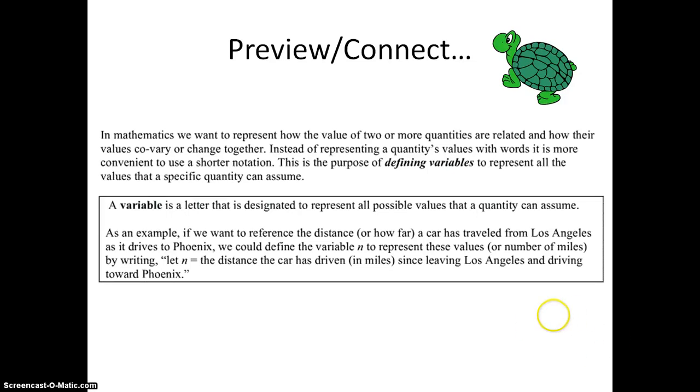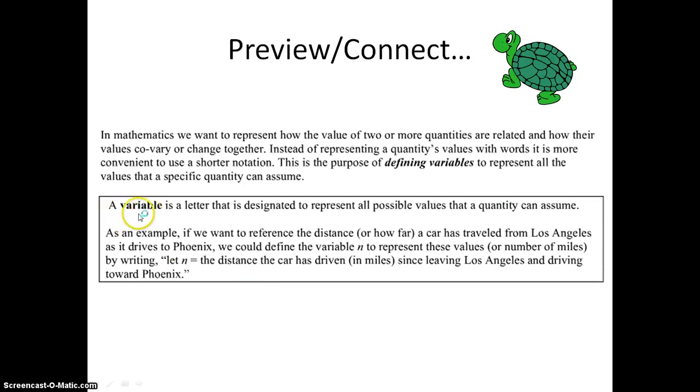Now in mathematics, we want to represent how two or more quantities are related. We're going to say that those values covary, or change together. And instead of representing the quantity's values with words, it's going to be more convenient for us to use a shorter notation. The purpose of defining a variable is to represent all the values that a specific quantity can assume. And this is that shorter notation.